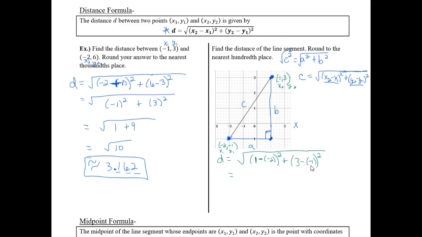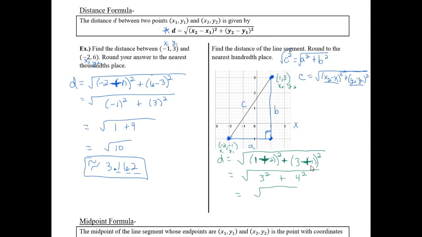We simplify. We have to work inside out. You cannot take the square root across sums and differences like this, so you have to actually simplify those parentheses. 1 minus a -2. When I subtract a negative, it becomes plus. So 1 plus 2 is 3. Same thing, 3 minus a -1 becomes plus. Now I have 3 plus 1, which is 4.